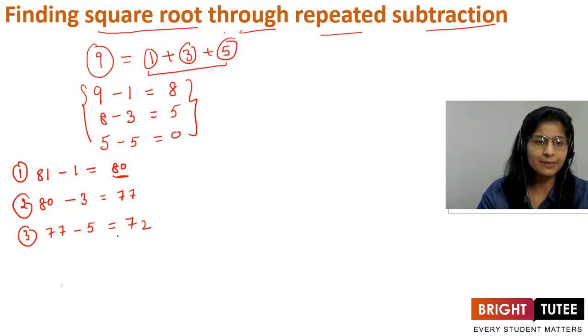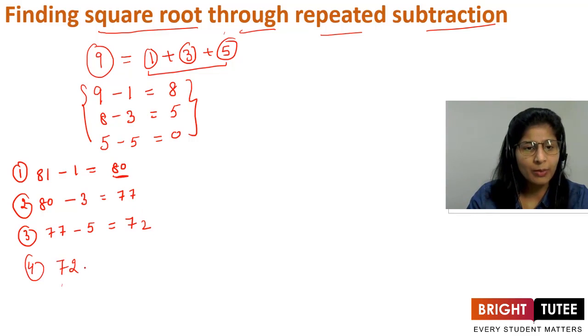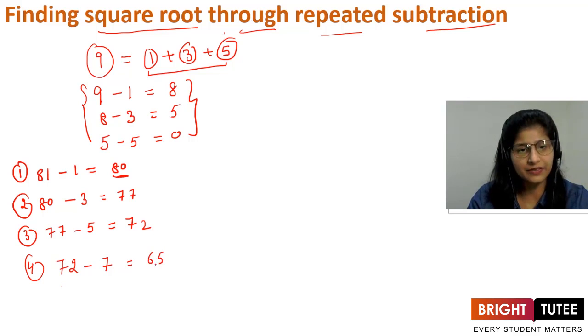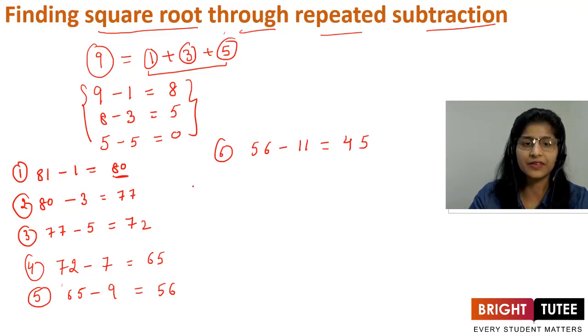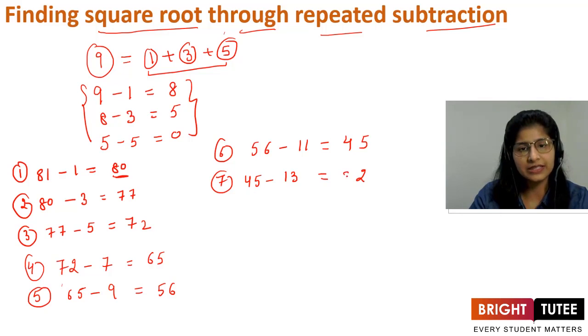Now, what will be the next step? The next step is 72 minus the next odd number after 5. It is 7. So from 72, we are going to subtract 7. We get 65. Now the fifth step is, from 65, we are going to subtract 9. Right? So if we subtract 9, we get 56. The next step, from 56, we'll subtract 11. If we subtract 11, just see, 6 minus 1 is 5, 5 minus 1 is 4. We get 45. The next step is, from 45, we'll subtract 13. Let us subtract it. 5 minus 3 gives us 2. 4 minus 1 gives us 3.